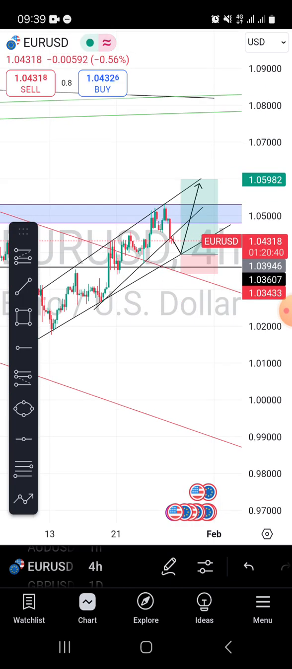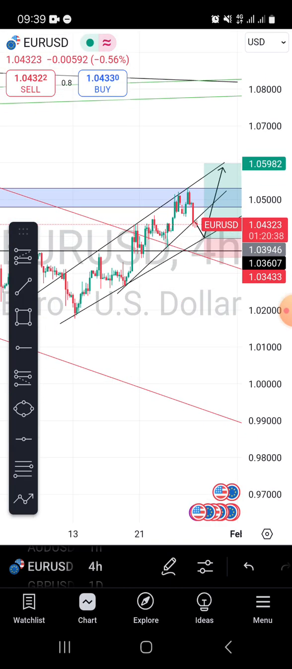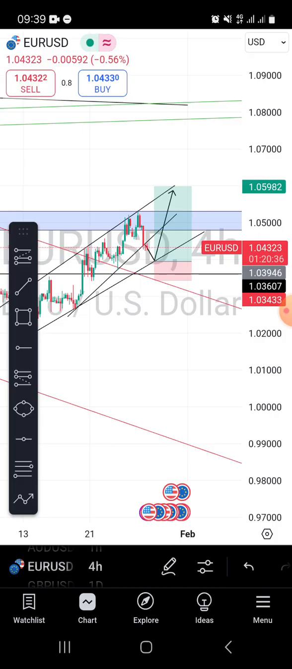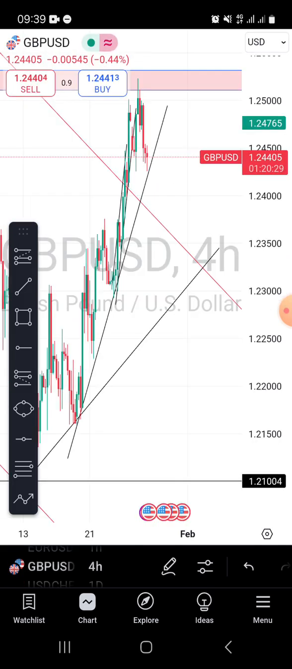Something like this too for EUR/USD. So we have something similar to EUR/USD. So let's move to the next one, GBP/USD, quickly.